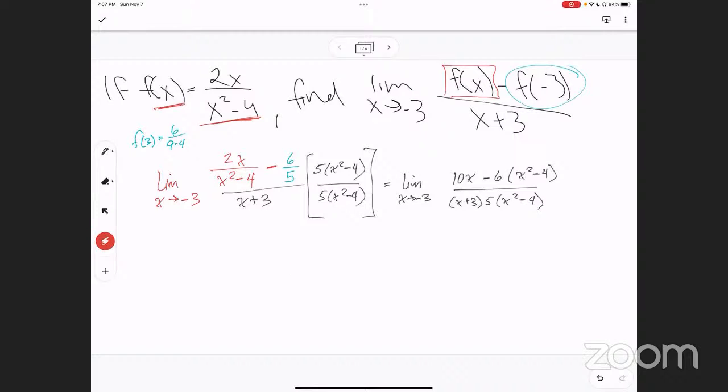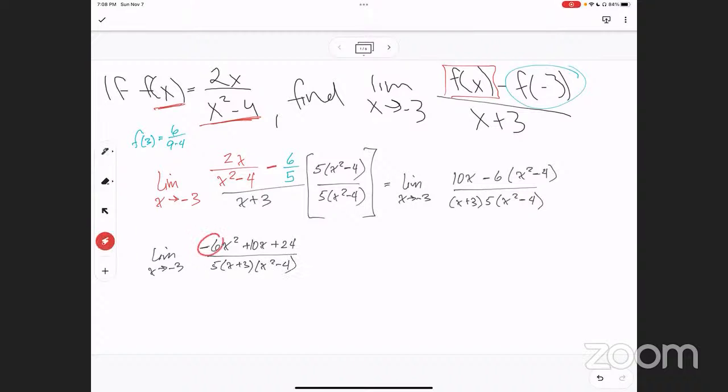And the reason I do that is because now see how I don't have a complex fraction anymore. It's just I have a numerator and a denominator. So when I simplify this, I'll do that down here. The limit as x goes to -3 of, I'm going to put this from general form to standard form. I'm going to put the x squared in front. So -6x squared plus 10x, what, plus 24? Plus 24, get that? All over 5 times x plus 3 times x squared minus 4.